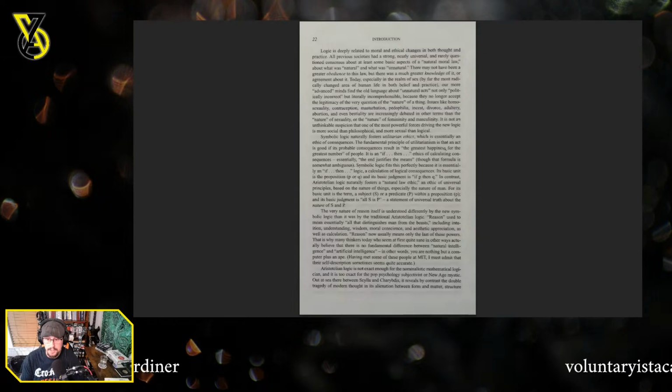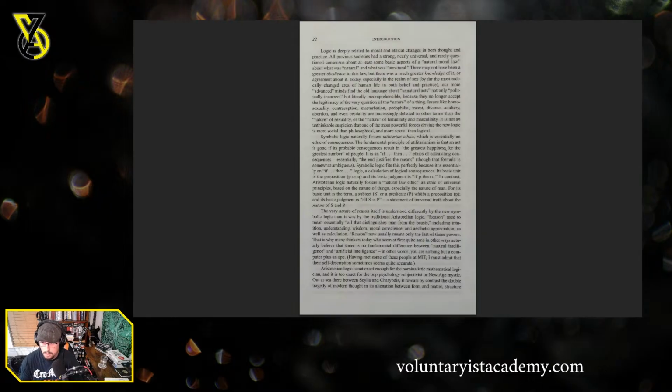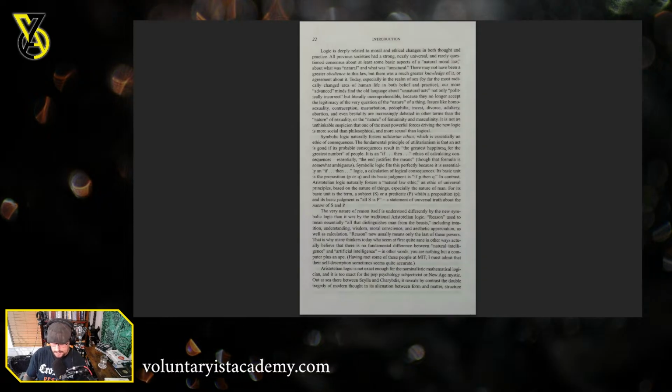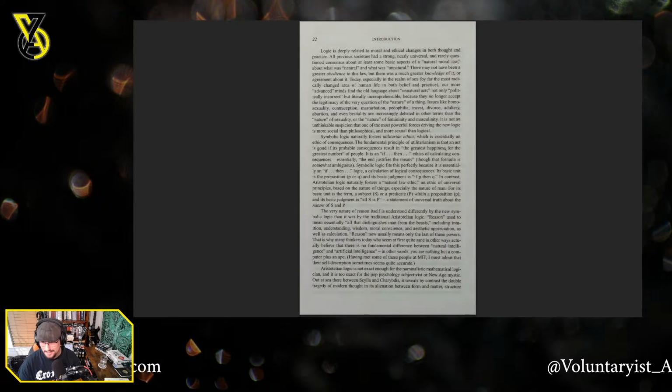So the very nature of reason itself is understood differently by the new symbolic logic than it was by the traditional Aristotelian logic. Reason used to mean essentially all that distinguishes man from the beasts, including intuition, understanding, wisdom, moral conscience, and aesthetic appreciation, as well as calculation. Reason now usually means only the last of those powers. So it used to mean all those things. Now it just means aesthetic appreciation and calculation.